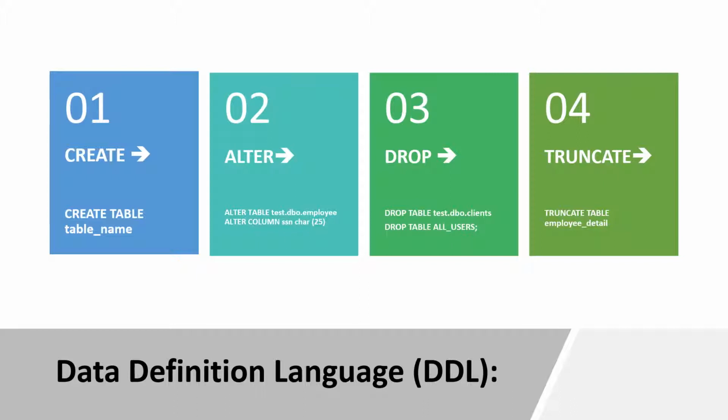Data definition language, or DDL, is used to create, modify, and drop the structure of database objects like tables, views, procedures, indexes, etc. In this category, we have create, alter, drop, and truncate commands. Only with DDL commands, we need to write a keyword like table, procedure, view, index, or function with the syntax of the command. These commands are used to create or modify the structure of database objects.